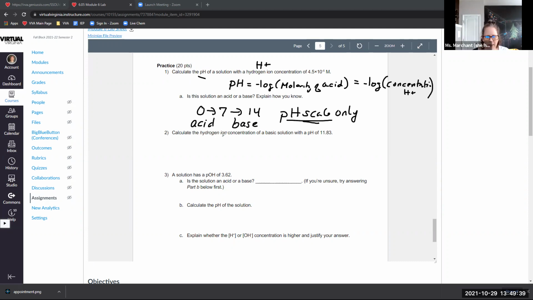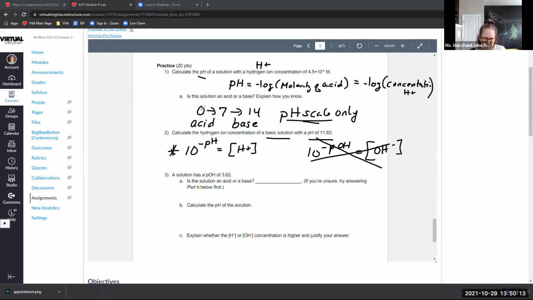Calculate the hydrogen ion concentration of a basic solution with a pH of 11.83. So the pH there, 10 to the negative pH, is equal to the concentration of H plus. It doesn't matter if it's an acid or a base. The pH is going to give you H plus, so this is the formula used. If it gave you pOH, that would give you the concentration of the hydroxide ion, but we don't need that in this one.